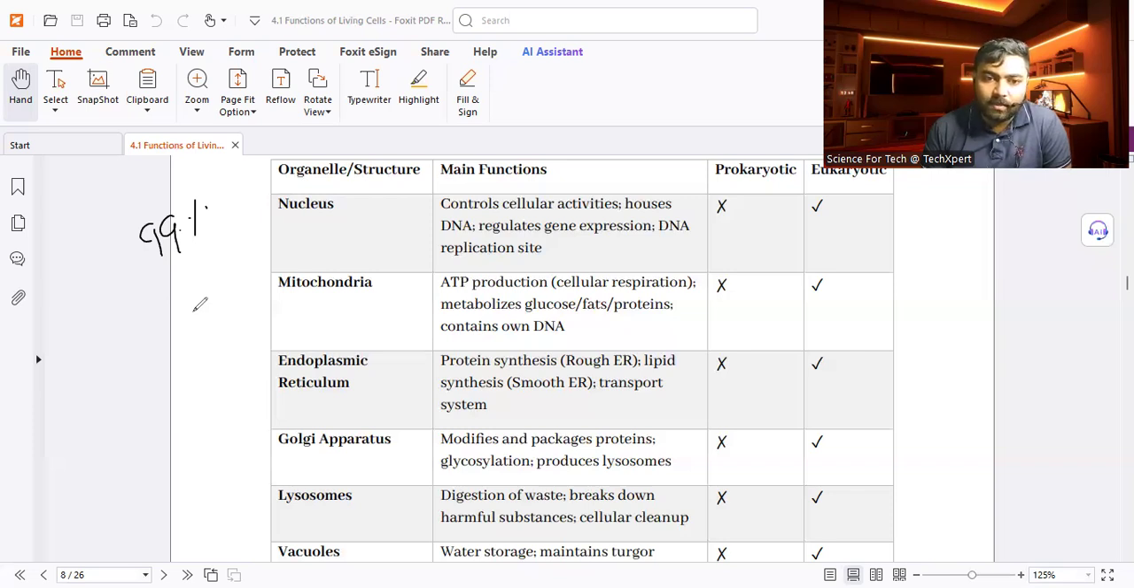Everything is regulated by the gene expression. That means your height, weight, memory capacity, brain capacity, your skin color, hair color, eye color. Most of the things are controlled by this gene expression.